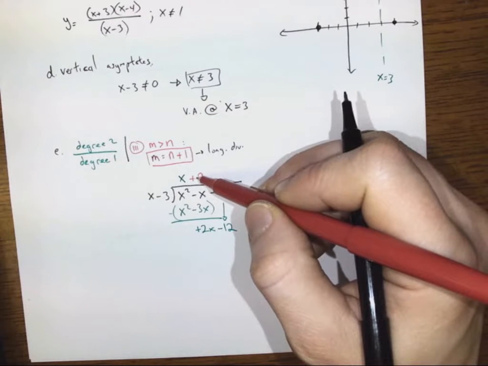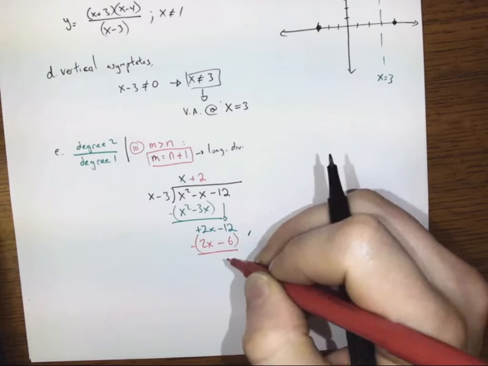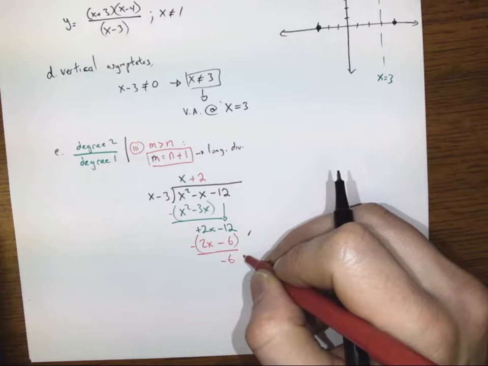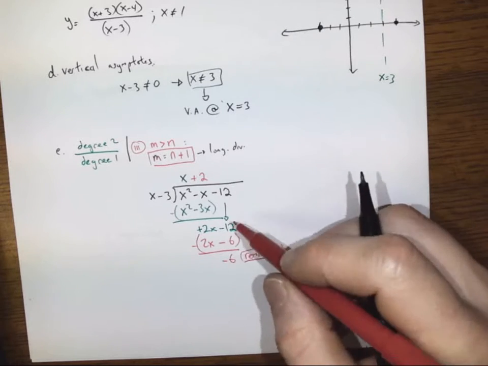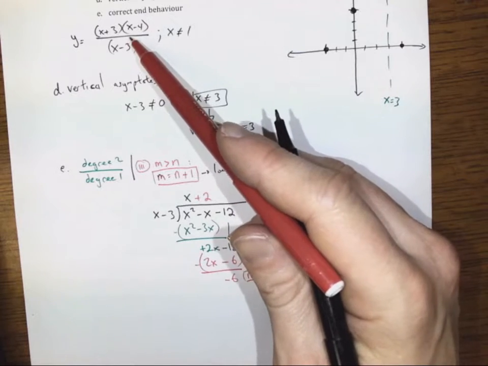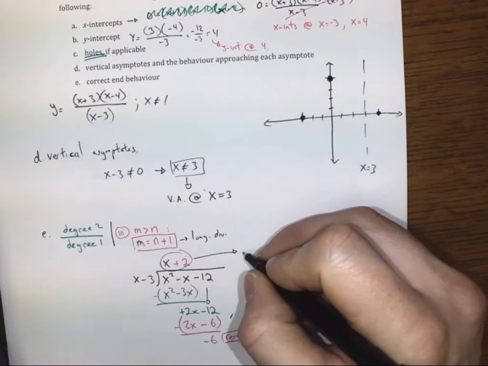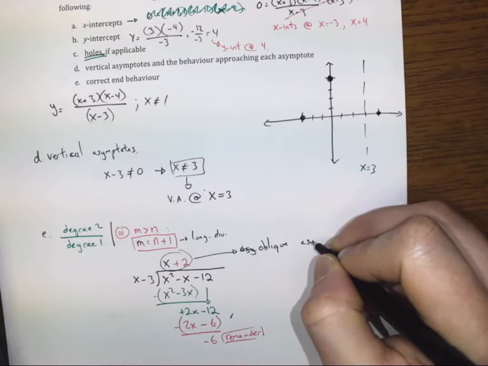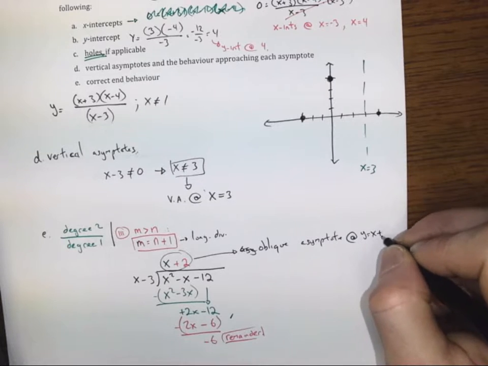So I'll just run the numbers here. I'll multiply 2 by both of these guys. I get 2x minus 6. Take these guys away, and I get a remainder that I don't really care about of negative 6. And remainders are okay when we're doing this stuff, because nobody said that x minus 3 was a factor. In fact, it couldn't be, or else it would result in a hole. All right, so this means we're going to get an oblique asymptote at y equals x plus 2.